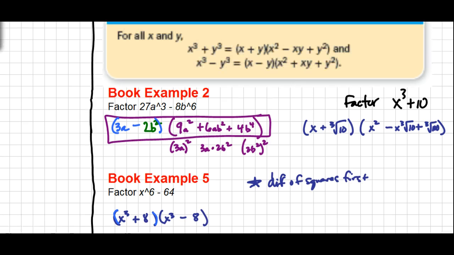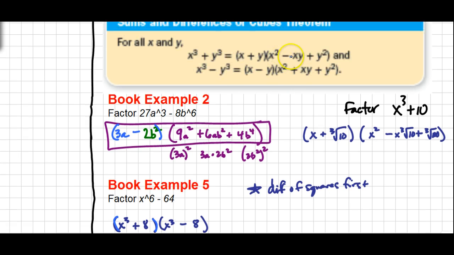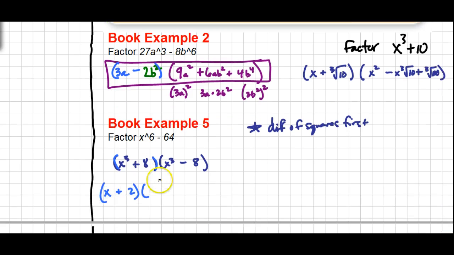Let's peek back at the template for a moment. It's going to be x squared minus xy plus y squared. So I'm going to say x squared at the beginning, 2 times x in the middle, and that needs to be a minus. And then I'm going to take 2 and square that at the end, so that's going to be a 4. So that's the first one.